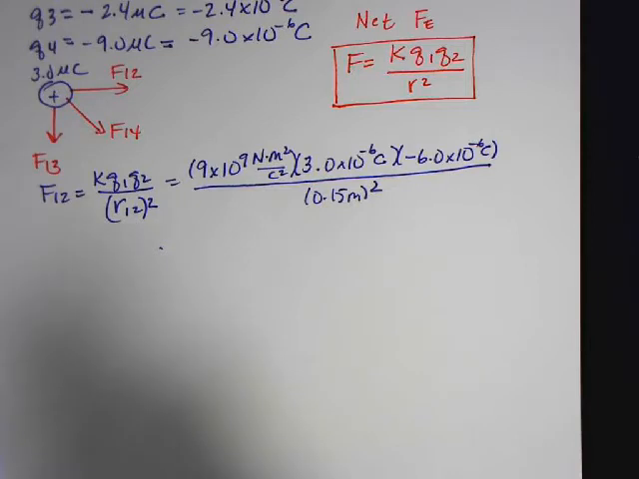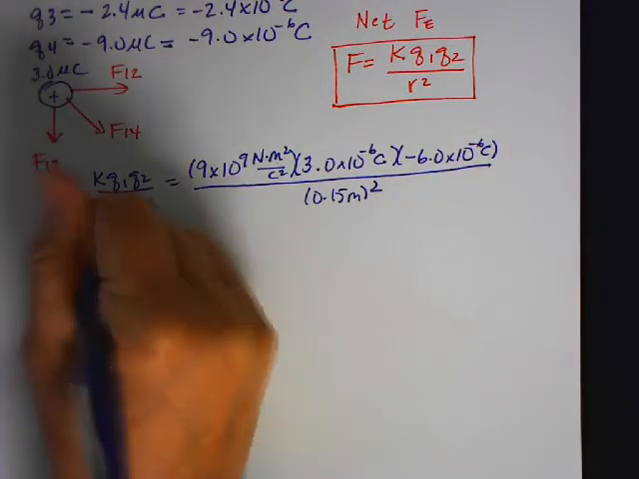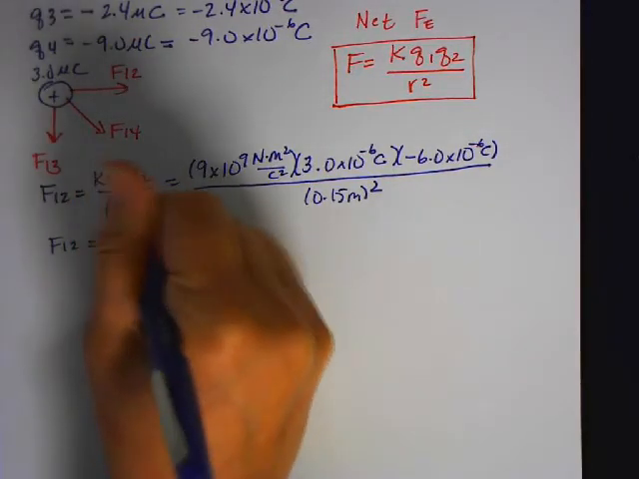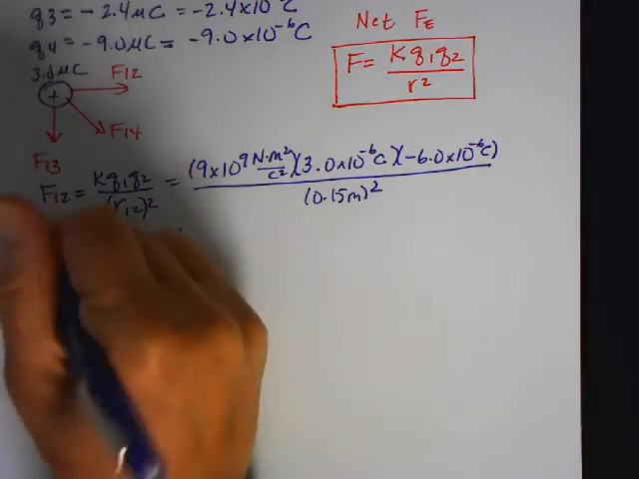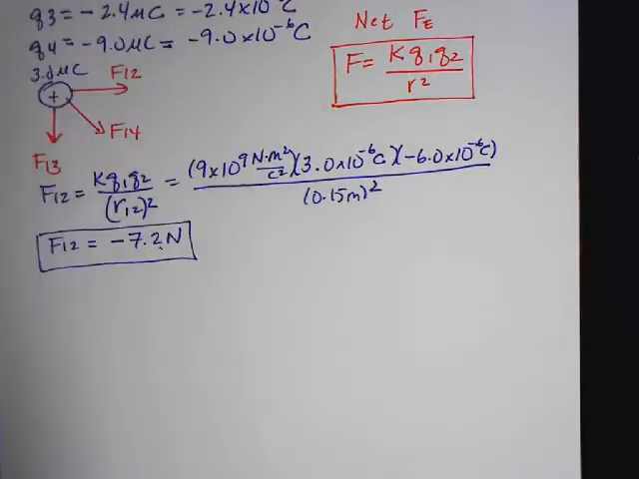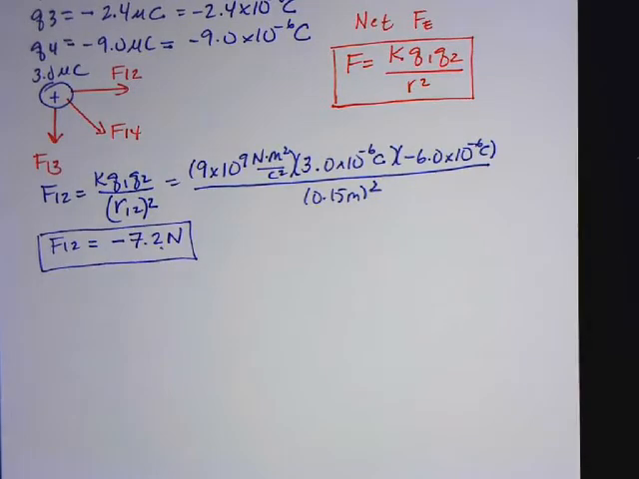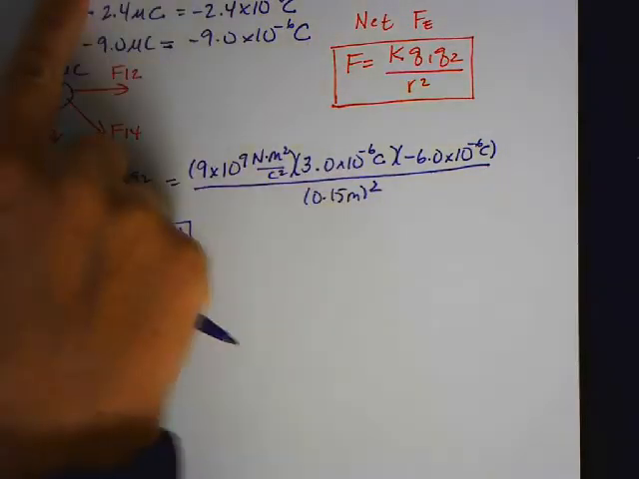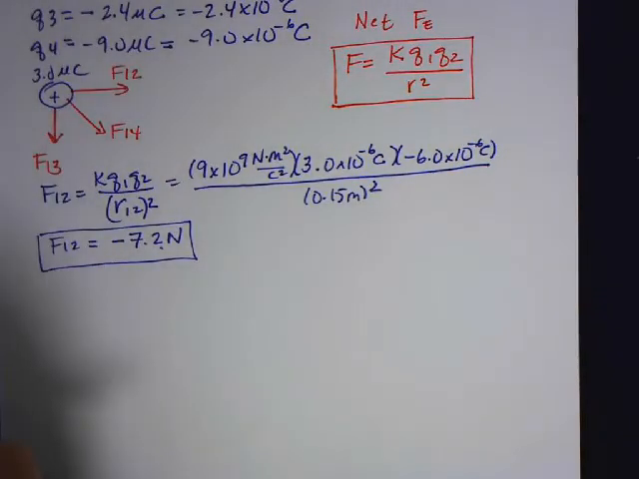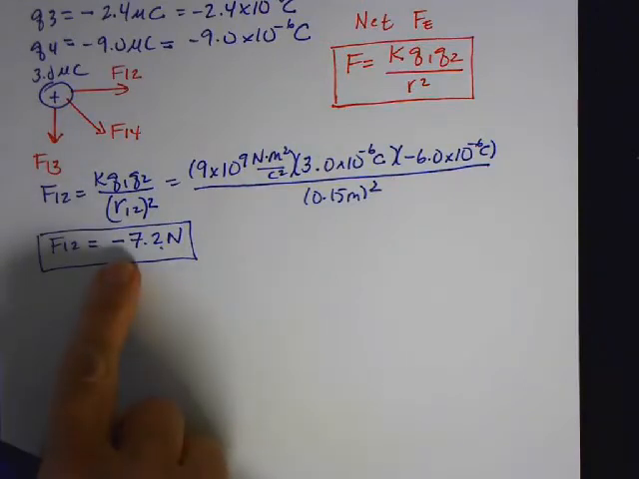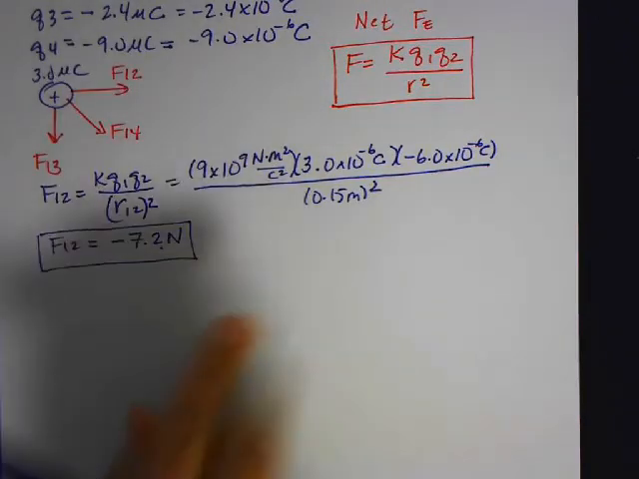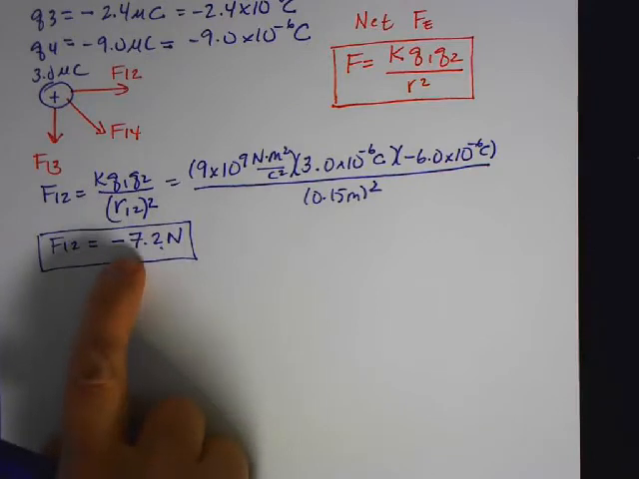Now when I do all this in my calculator, F12 comes out to be negative 7.2 newtons. Now first of all, before I go on, I want to check my work, first of all as far as the sign. Q1 is positive and Q2 is negative, so a positive times a negative should give me a negative answer. With unlike charges, I should have a negative answer, because that means it is a force of attraction, because unlike charges attract one another.